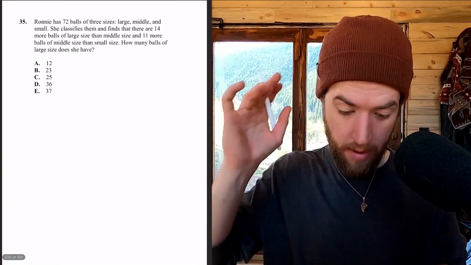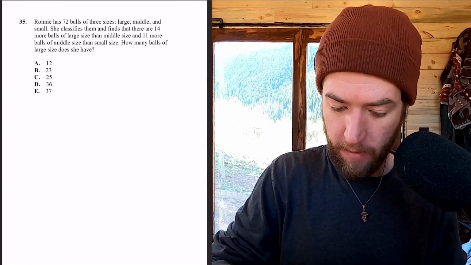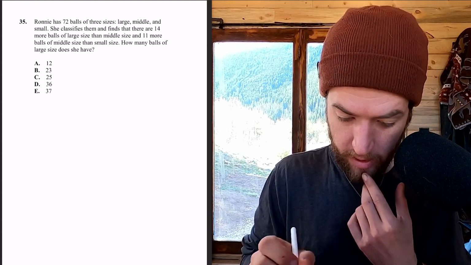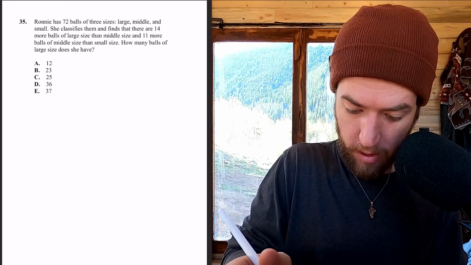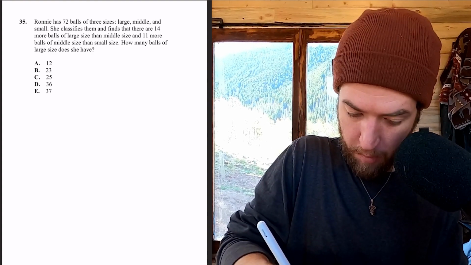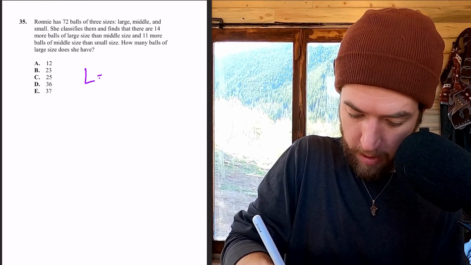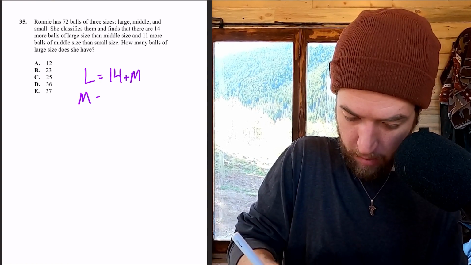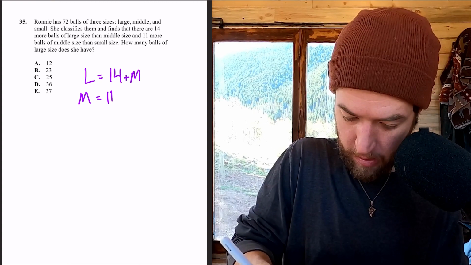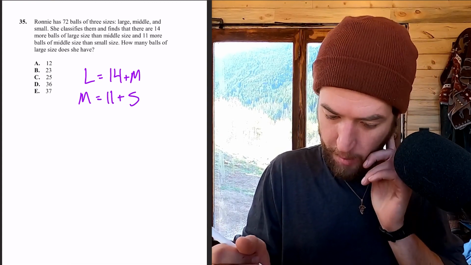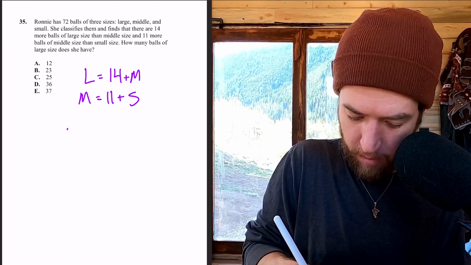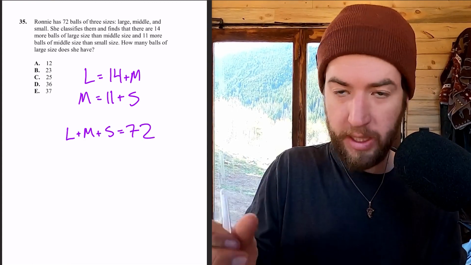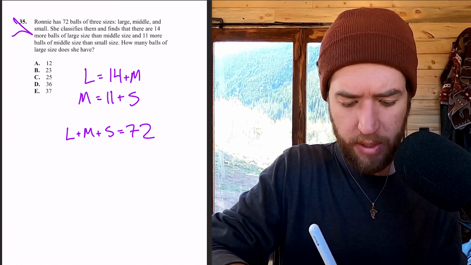On to the next. All right, Ronnie has 72 balls of 3 sizes, large, middle, and small. So there's 14 more balls of large size than middle. So large equals 14 plus middle, and middle equals 11 plus small, I guess. How many balls of large size does she have? And then large plus middle plus small equals 72. Okay, I've got this one set up. I know it's just going to be some solving and stuff, so I'm just going to come back to this.